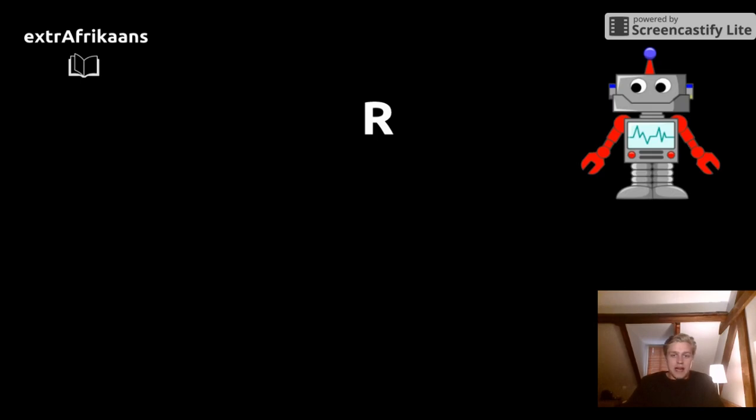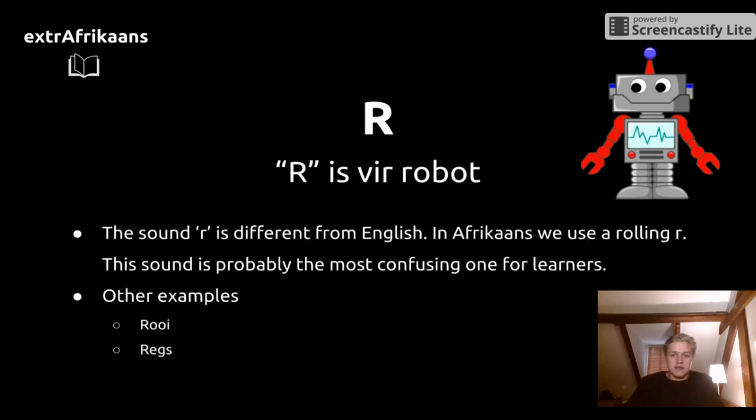R is for robot. The sound R is different from English. In Afrikaans, we use a rolling R. The sound is probably the most confusing one for learners and takes a bit of practice if you don't have the same sound in your own native language. Other examples of this sound include rooi, which means red, and regs, which means on the right-hand side.